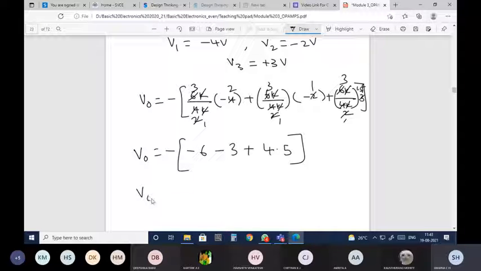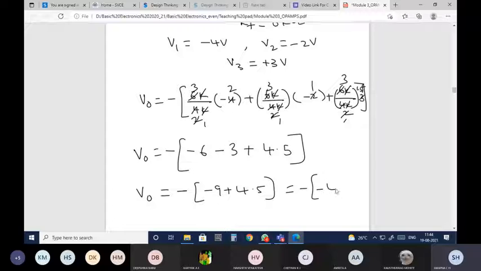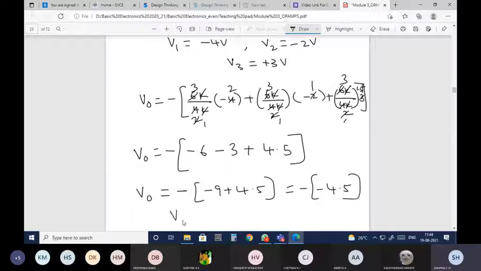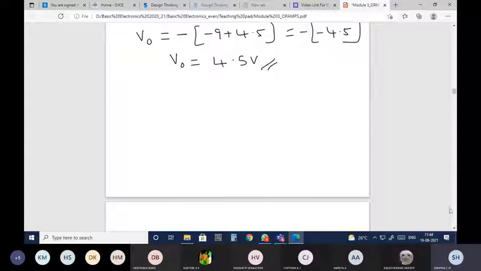Okay, simplify this. V naught will be equal to minus of minus 9 plus 4.5. So it's nothing but minus of minus 4.5. Minus into minus, it will be plus. So V naught will be equal to 4.5 volts. Okay, so this is how you have to solve the problems. Hope this is clear to you. Any doubts you have in this problem?